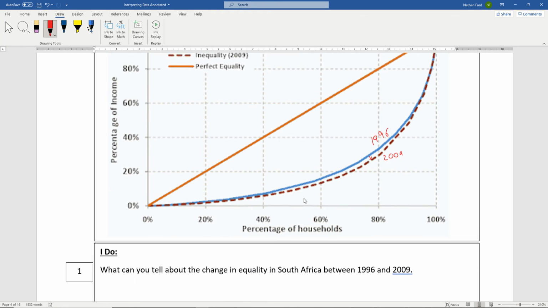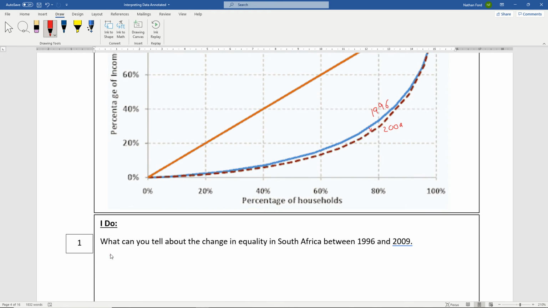So what can you tell about the change? We have a higher concentration of wealth in 2009. So we have a higher inequality.